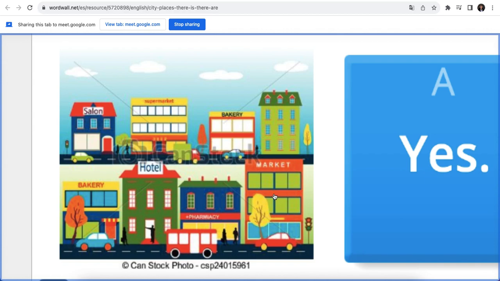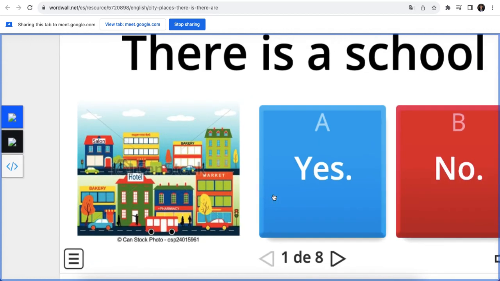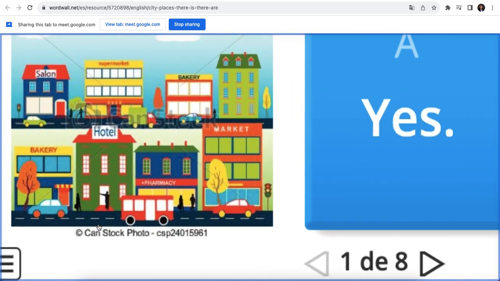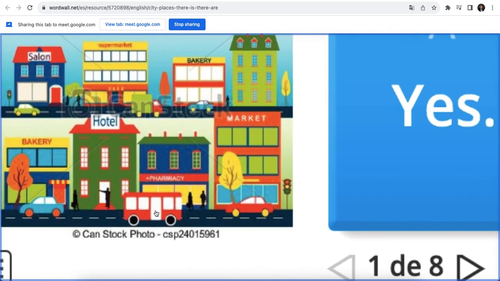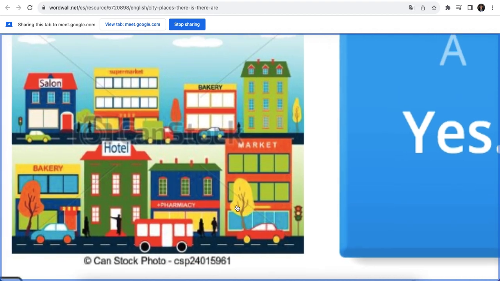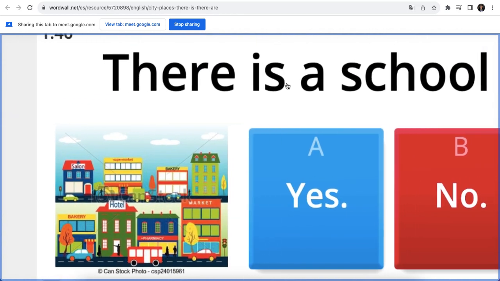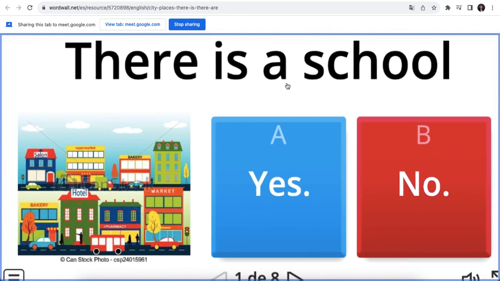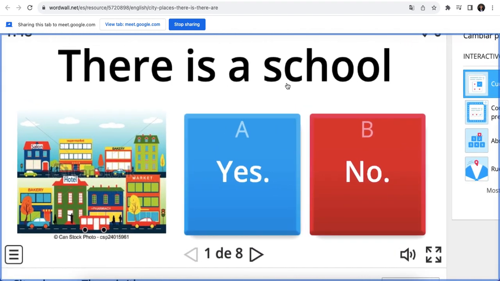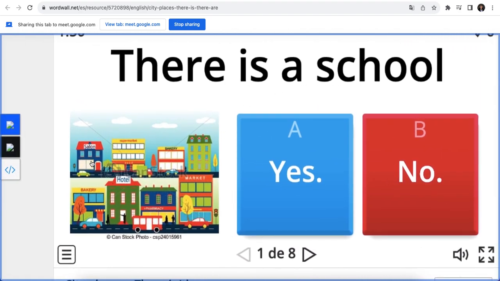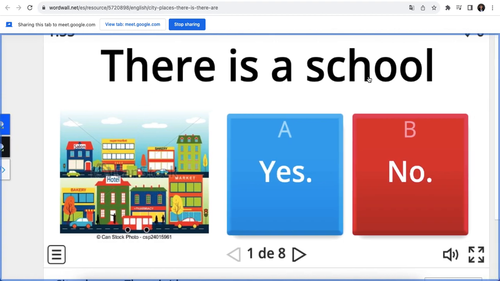Yeah, good. So you can also look at one bus. There is a bus passing by. There are one and two cars. Okay, entonces usamos esta expresión there is cuando hablamos de una sola cosa y decimos there are cuando son varias cosas. ¿Sí? Entonces aquí ya miramos la imagen un poco más ampliada. There is a school, yes or no?